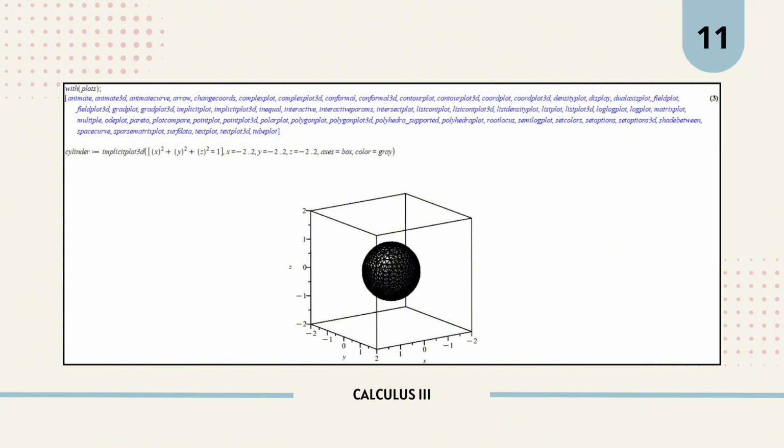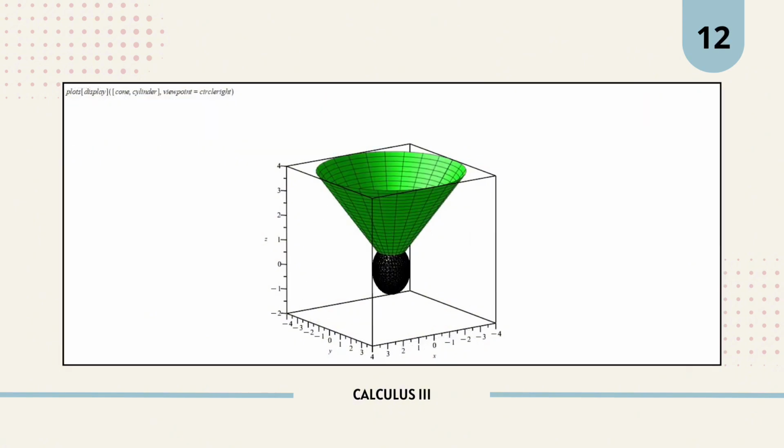For the cylinder, I start with plot, then cylinder equals implicit plot3d in bracket x squared plus y squared plus z squared equals 1. I choose the same limit for these three variables, which is from -2 to 2. The axes equals box and the color I choose is grey. To combine this diagram, I start with plots display, cone, cylinder, viewpoint equals circle right.